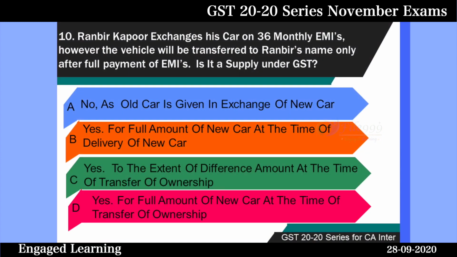Ranbir Kapoor exchanges his car on 36 monthly EMIs. However, the vehicle will be transferred to Ranbir's name only after full payment of EMIs. Is it supply under GST? Option A, no, as old car is given in exchange of new car. Option B, yes, for full amount of new car at the time of delivery of new car. And option C, yes, to the extent of difference amount at the time of transfer of ownership. Or D, yes, for the full amount of new car at the time of transfer of ownership.